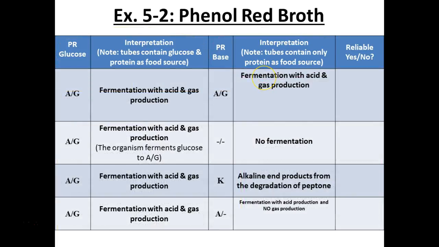We don't add sugar. So when you fill in your chart, remember AG means acid and gas, a yellow tube with a bubble. These are all possibilities that really can happen if you have sugar and protein, right? They could choose to eat the sugar and produce gas. But in these tubes, they only have protein. So how the heck did you end up with a yellow tube and a gas bubble?